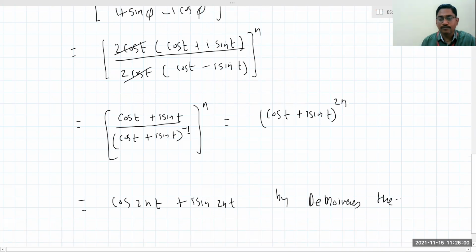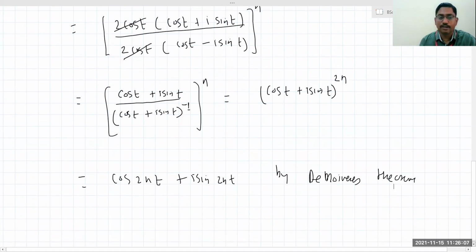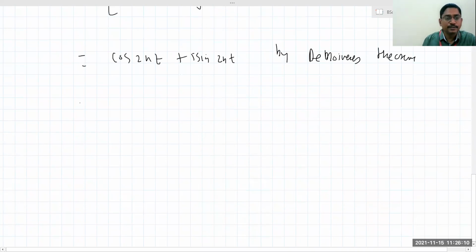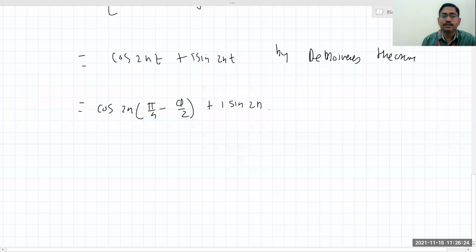By De Moivre's theorem, the power of cos theta plus I sin theta, theta is your t here. It will be just the multiplier of the angle. So what is the value of t? Pi by 4 minus pi by 2. Okay. And I sin 2n times pi by 4 minus pi upon 2. Multiply by 2n and we get the desired RHS.